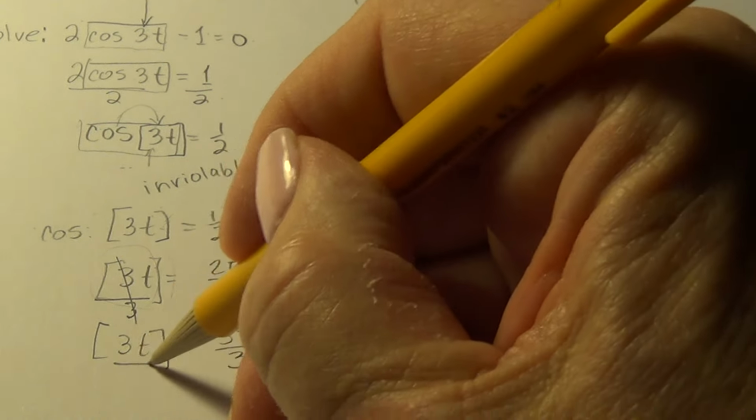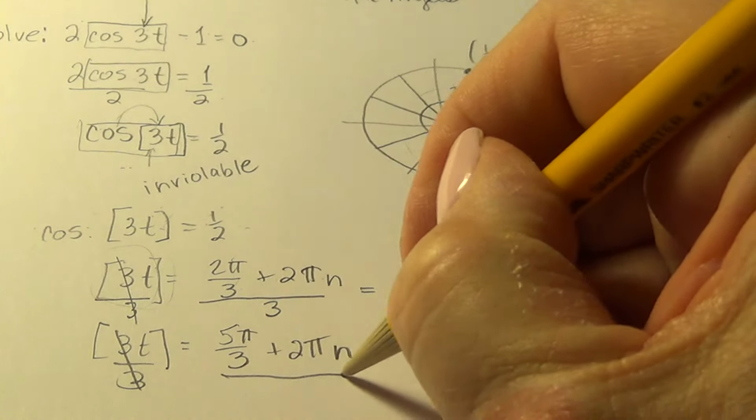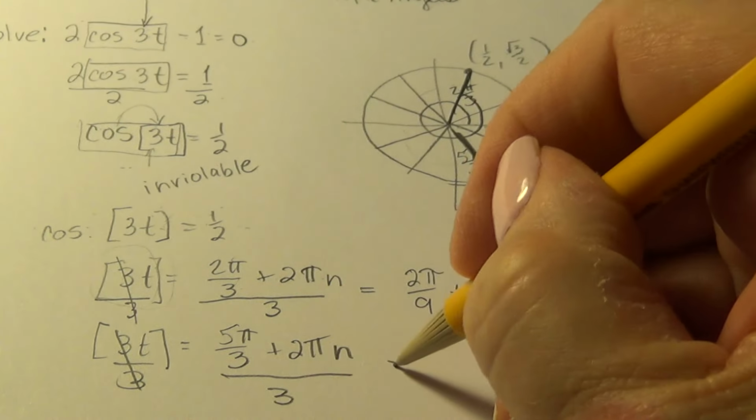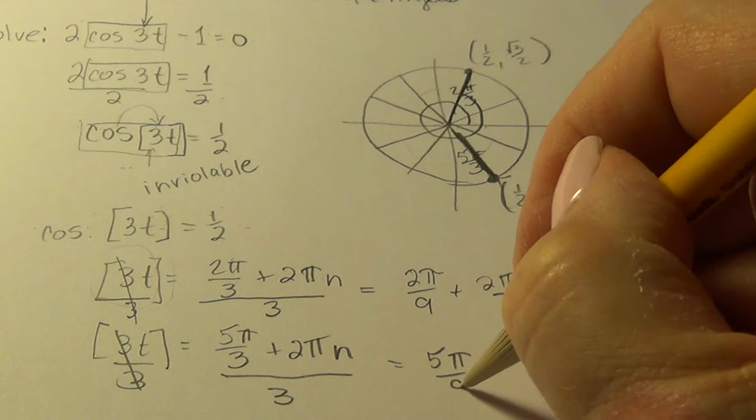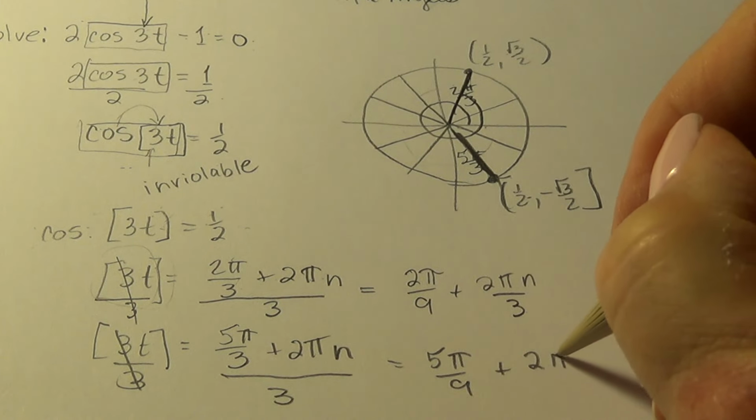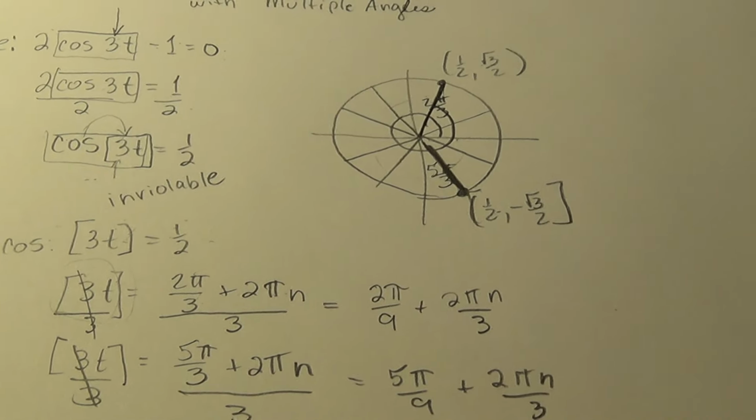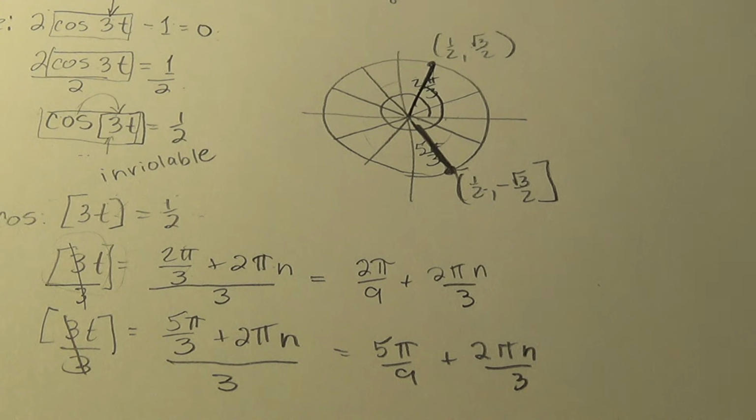Down here, the same thing. Divide by 3. And this becomes 5 pi over 9 plus 2 pi n over 3. So those are our infinite number of answers.